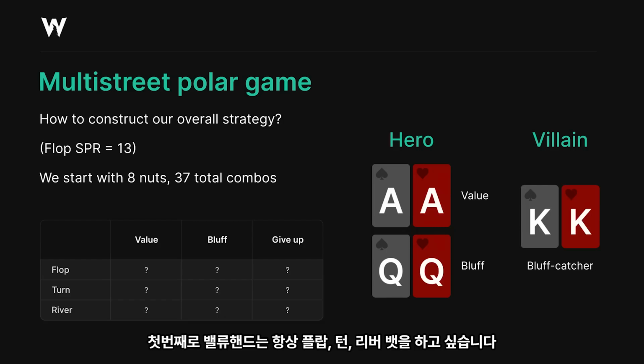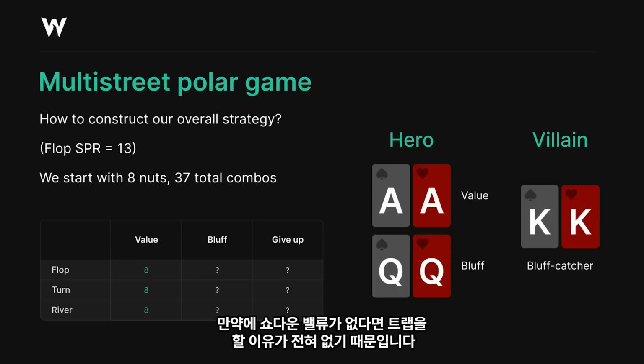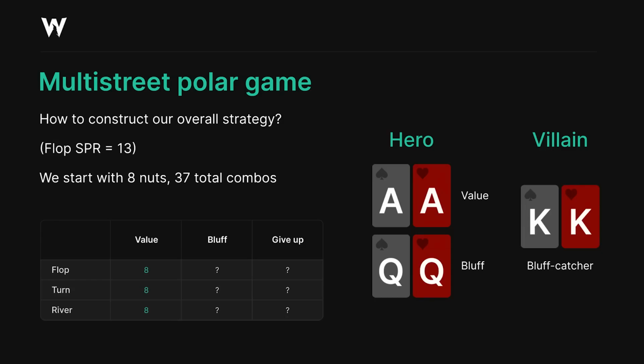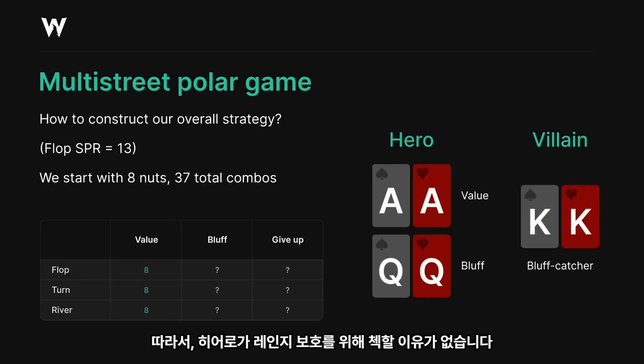So first of all, in a perfectly polarized toy game, you always want to bet your value hands. So our value hands always bet flop, turn, and river. And the reason for this is that there's no reason to trap if you don't have any showdown value. So in this case, if we check, why would they bet? Just to fold out our bluffs and get called by any traps? No. Betting does nothing for them, so there's no reason for us to trap or to protect our range. So we're always going to bet our value. Okay, so we've got that column figured out.